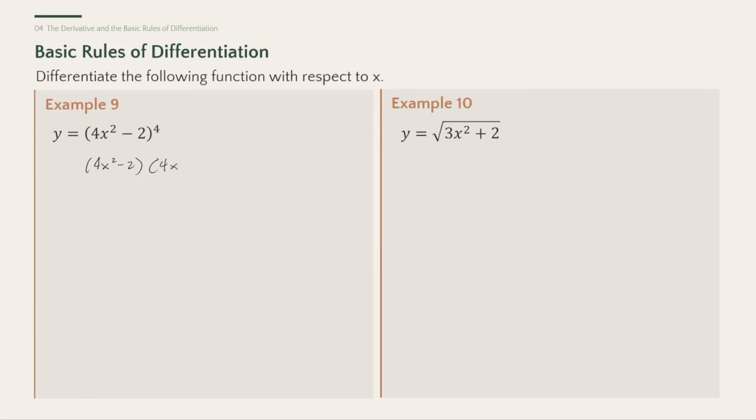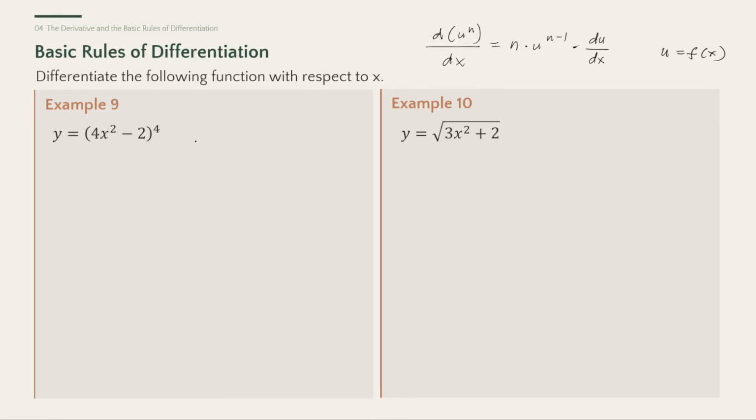Let me erase that first. I'll write the formula here again. The derivative of u raised to n with respect to x is n times u raised to n minus 1. Then we need to get the derivative of the inside function and multiply that to it, provided that u is a function of x.